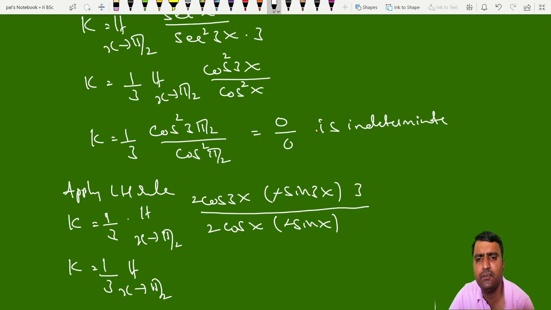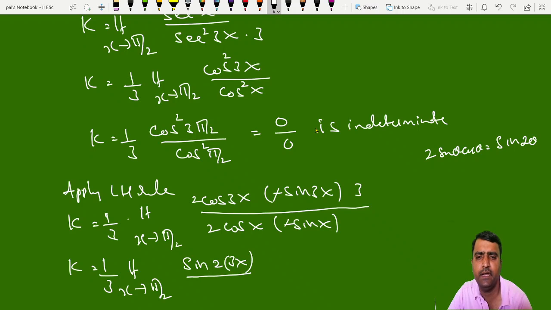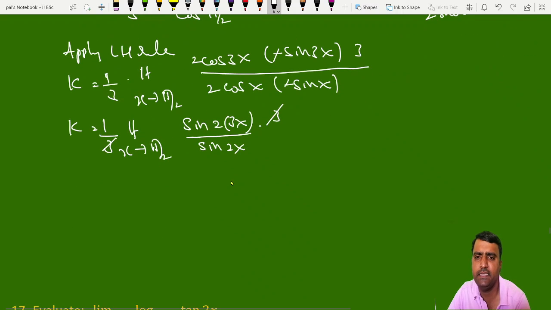2 sin theta cos theta can be written as sin 2 theta. So you can write this as sin 2 into theta, where theta is 3x, divided by 2 sin theta cos theta, which is sin 2x, into 3. This 3 I am writing here. This 3 and 3 cancel. Again you apply the limit.